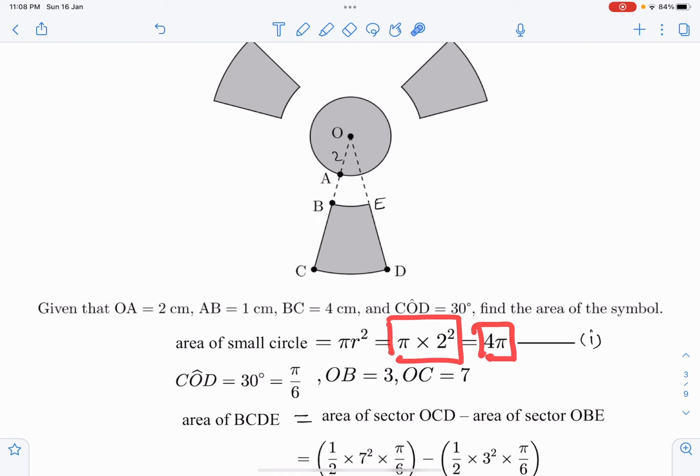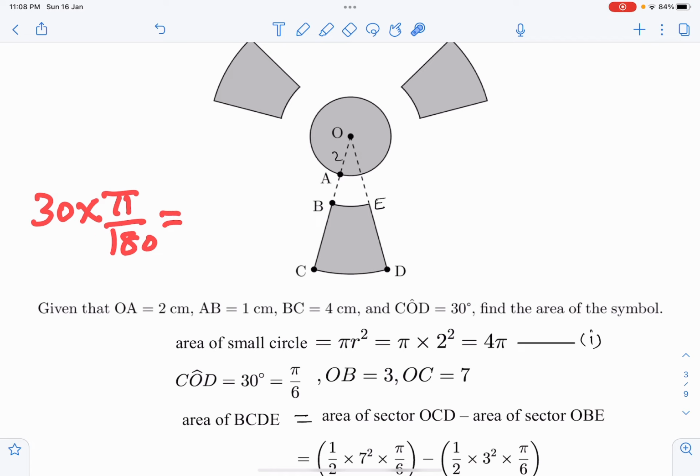I'll not convert it now. I'll keep it 4 pi because finally I will need to write it to 3 significant figures, or in terms of pi also you can write. Now angle COD is already given as 30 degrees, but I cannot use 30 degrees. So I have converted it to radian, and because 30 degrees is a very standard angle, it is pi by 6. Again, I can show you how it is pi by 6. 30 multiplied by pi over 180, which gives me pi over 6. Okay. So that is the angle in radian.